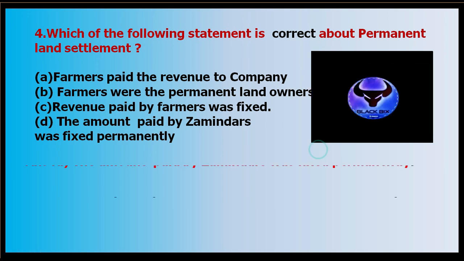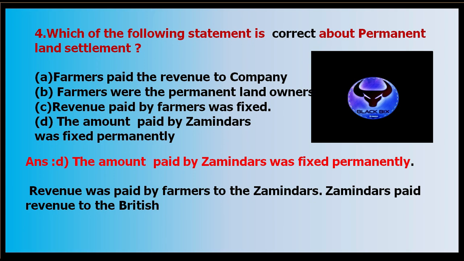So the correct one is, the amount paid by the zamindar was fixed permanently in the permanent land settlement. Revenue was paid by the farmers to the zamindars and the zamindar paid the revenue to the Britishers. The revenue which was paid by the farmers was not fixed. On the other hand, zamindars paid the fixed revenue on a permanent basis to the Britishers. It was around 89% of the collected revenue.